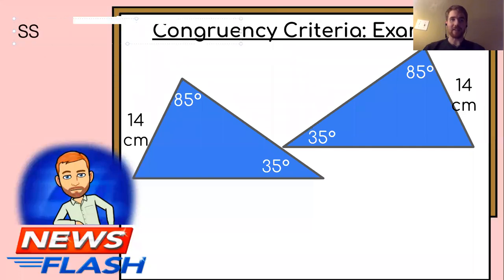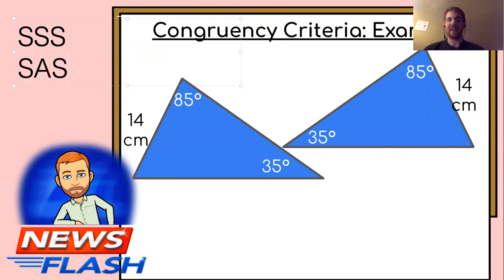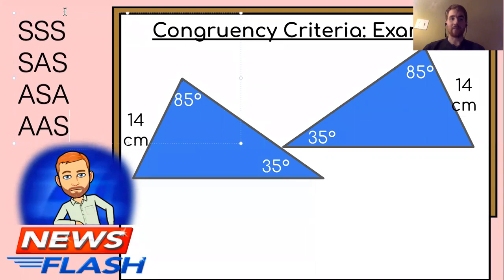We've got SSS, which stands for side, side, side. We have SAS, which stands for side, angle, side. The A always stands for angle, the S always for side. ASA, angle, side, angle, and AAS, angle, angle, side.